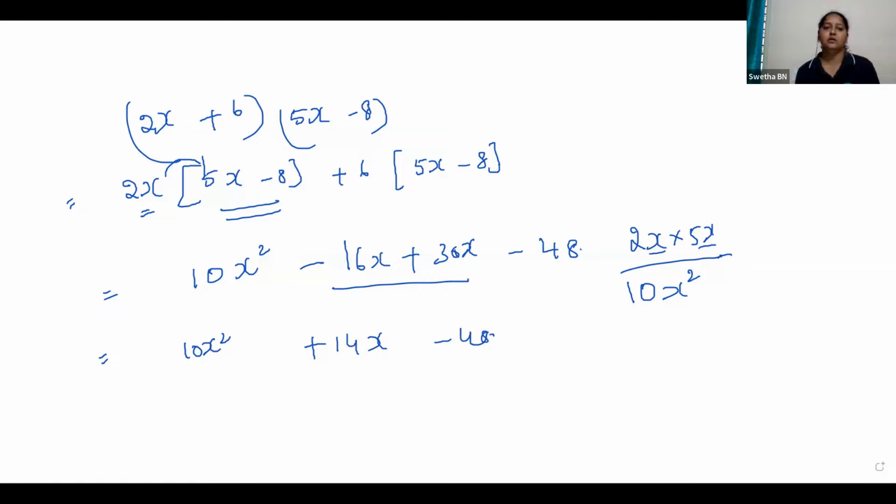So this is how to multiply the binomials. Okay, I'll give one more sum. x minus 1 by 2 is equal to 7 by 10. How will you solve this? Just tell me, I will write on the board. On the left hand side, we have x minus 1 by 2. On the right hand side, we have 7 by 10. What is the first step?